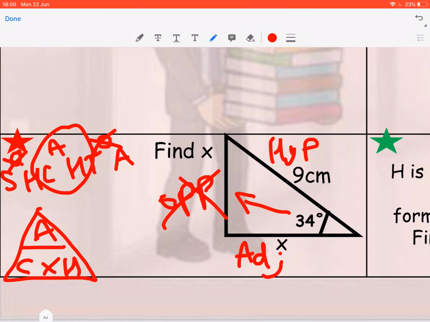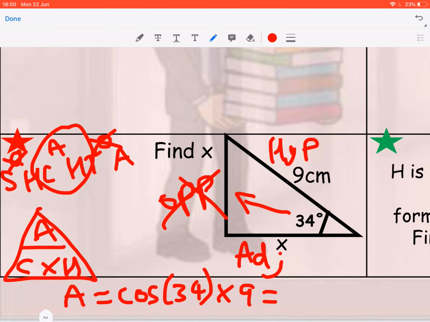Okay, I'm looking for my adjacent side, x, so I cover that with my thumb. If you cover the A with your thumb, you'll see all you're left with is C times H. So I'm going to do that on the bottom. A equals cos, which is C, 34, times h, which is 9. Times those together, you will need a calculator for this bit, only to get your final answer, and you should get 7.46 centimetres. Really straightforward, okay?